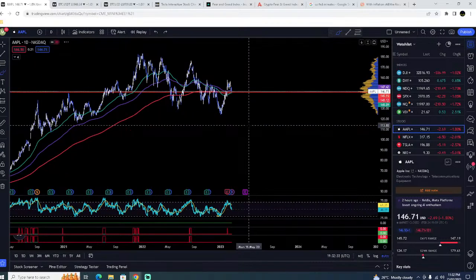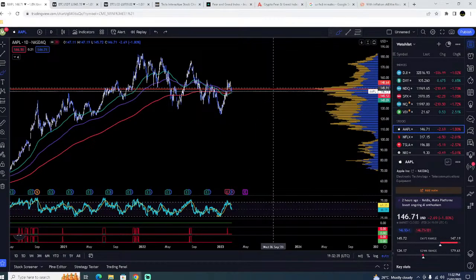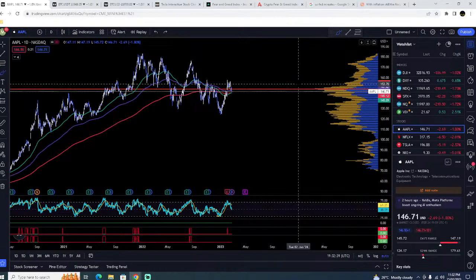And if I zoom out over here, once again you can see that a lot of volume was there around the current price. So that is a good thing to see, that there is volume here which can act as a support, and that is exactly what we want to see.